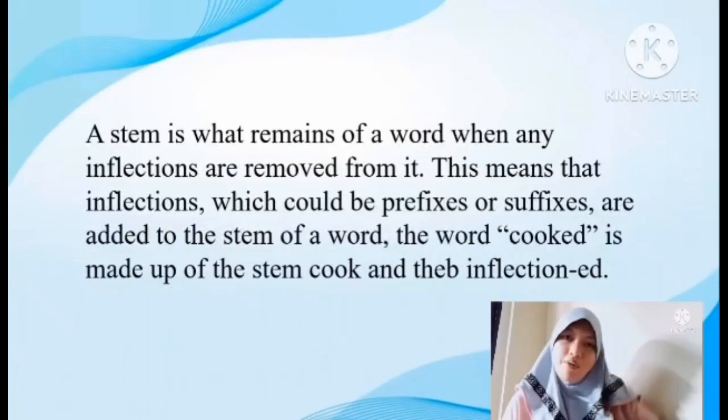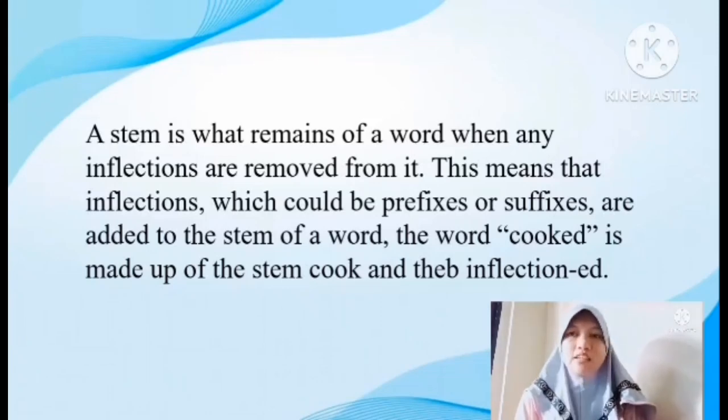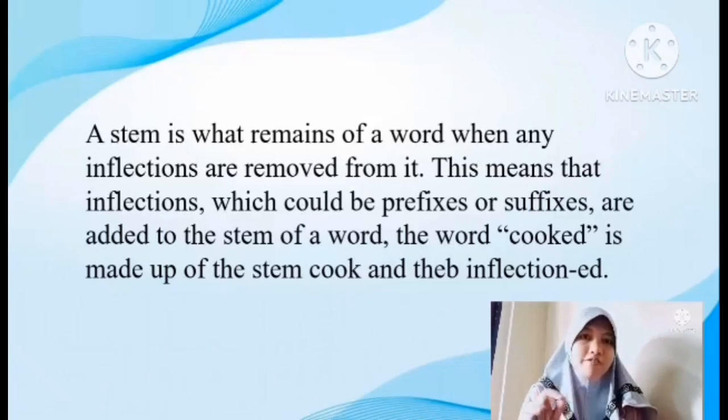This time we're going to talk about the stem. A stem is what remains of a word when any inflections are removed from it. Okay, if we're going to remove that s, then we have the stem, which is find only. So that is what the stem is. Now this means that inflections, which could be prefixes or suffixes, are added to the stem of a word. The word cooked, for example, is made up of the stem cook and the inflection ed. So the ed there is the inflection, while cook is the stem.